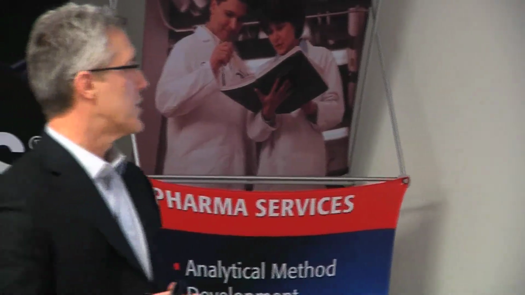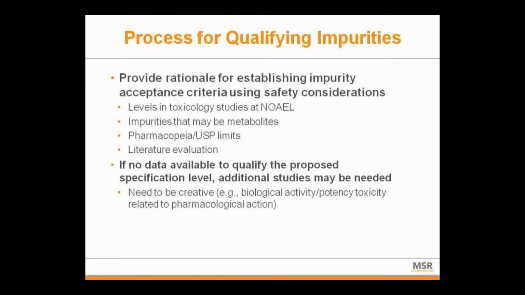So what's the process for qualifying impurities? One is you need to take into account all data that's available. Toxicology studies, if they exist, what's the no adverse effect level, NOAEL. Also, a lot of these impurities are also metabolites. And so do you see these metabolites in animals? If so, it's qualified if there's good exposure to that metabolite.